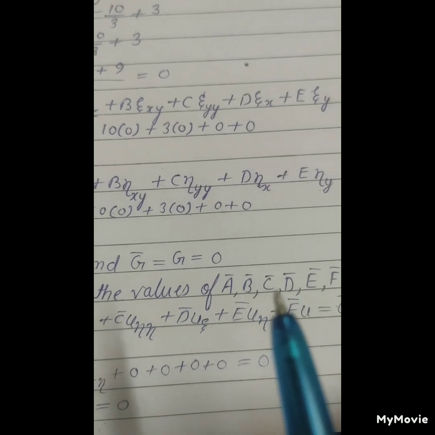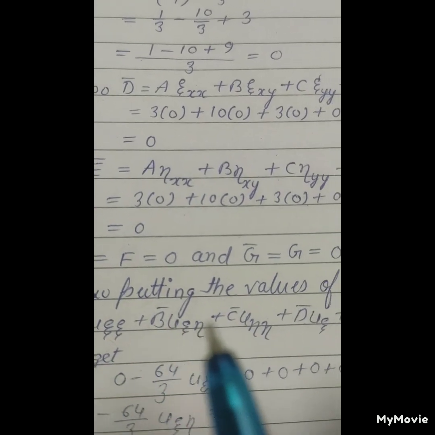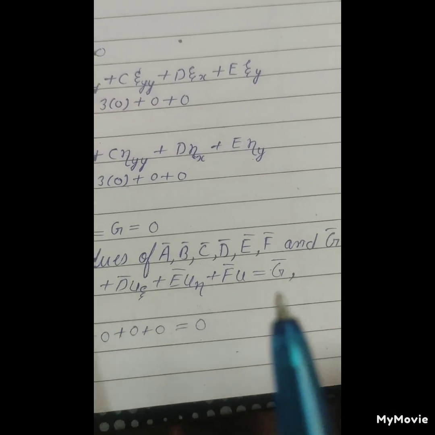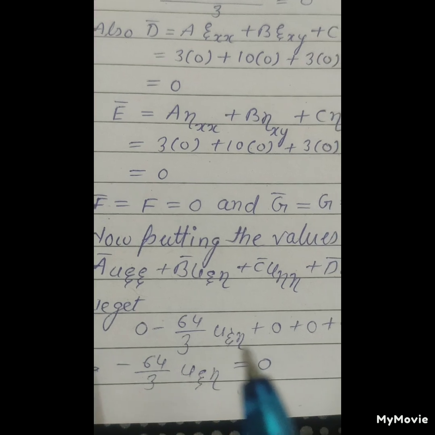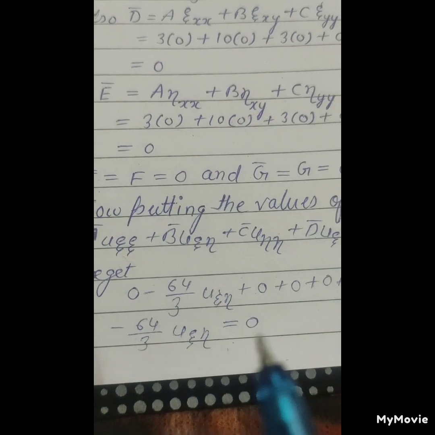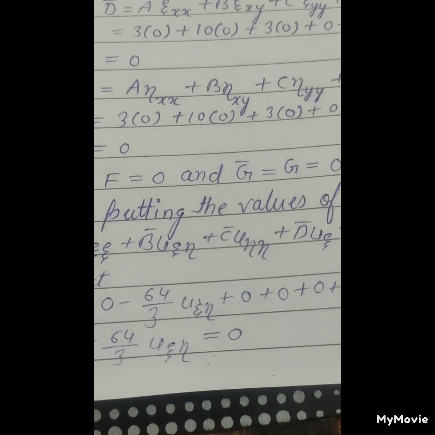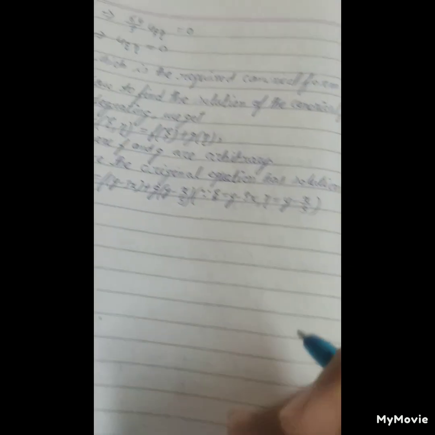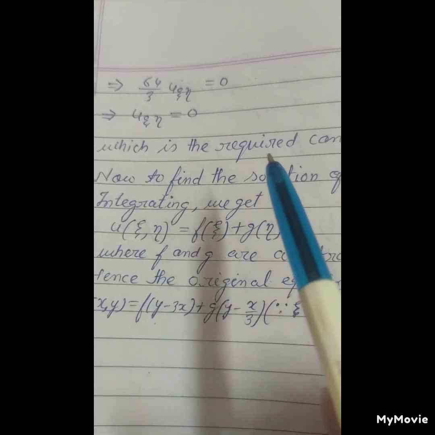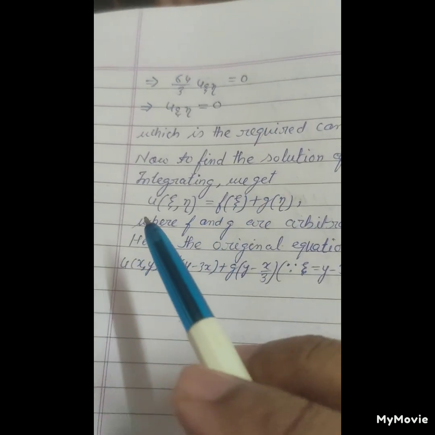Now putting the values of Ā, B̄, C̄, D̄, Ē, F̄ and Ḡ in Āu_ηη + B̄u_ην + C̄u_νν + D̄u_η + Ēu_ν + F̄u = Ḡ, we get 0 − (64/3)u_ην + 0 + 0 + 0 + 0 = 0, which implies −(64/3)u_ην = 0, which implies u_ην = 0, which is the required canonical form.